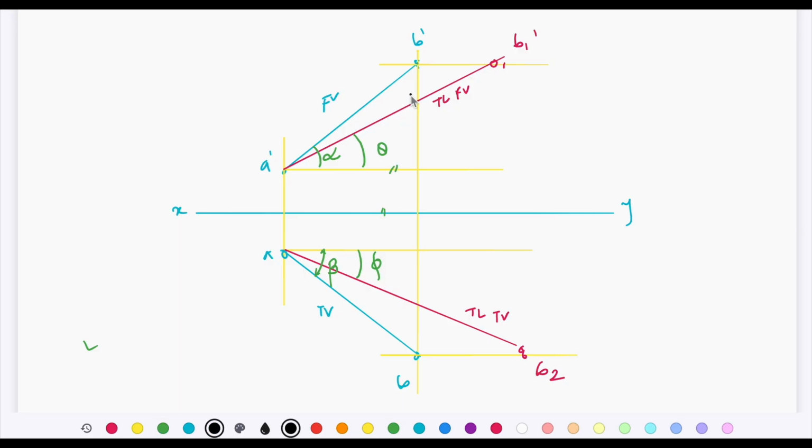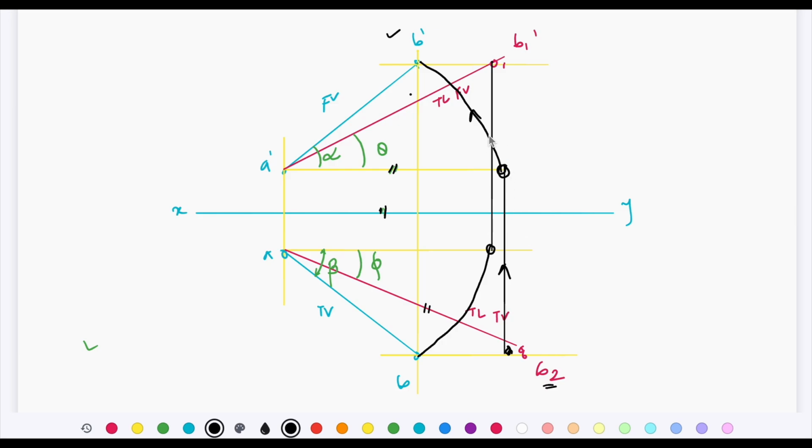When true length was already located, we projected it vertically downward till the locus of A, and then we rotated it to locate the point B, right? Or opposite to that, when front view was located, we made it horizontal first, that is parallel to XY, and then projected it vertically downward to locate this point B2. Both things can be done. Or when true length of top view is located, we can project that point vertically upward till the locus of A and then rotate it to have intersection with locus of B1 dash and locate the B dash.